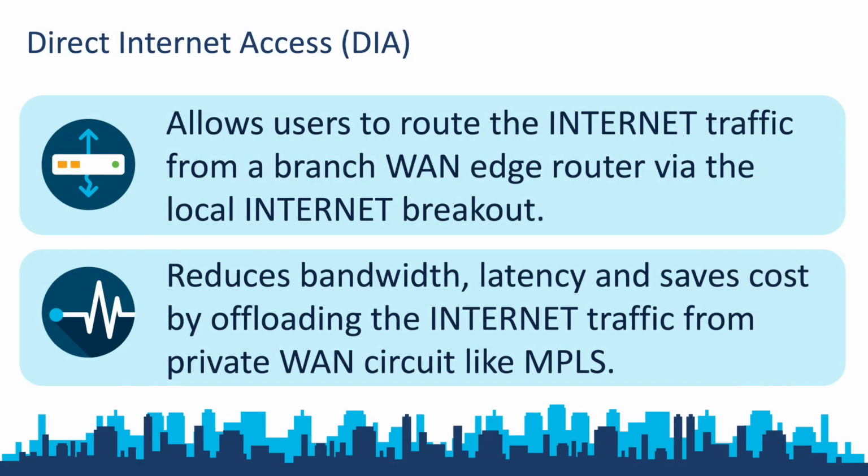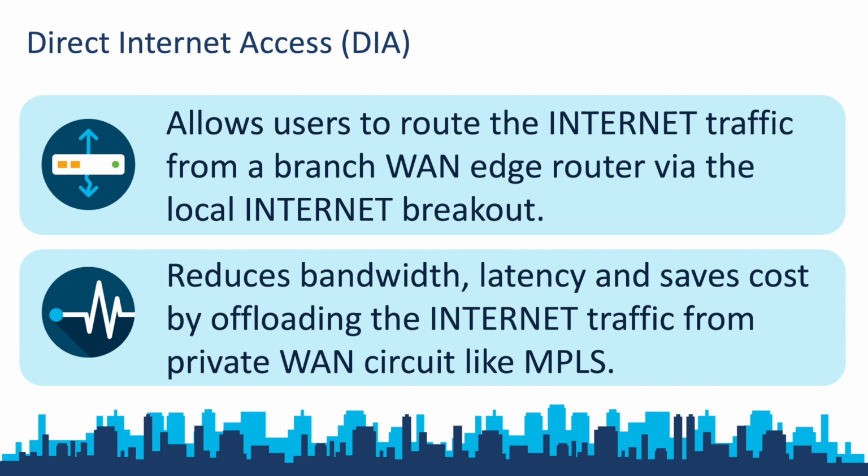DIA is a component of Cisco SD-WAN architecture which allows a user located on a branch to route the internet-bound traffic or public cloud traffic directly to the internet, instead of backhauling the traffic through a data center or a co-location facility. This helps in reducing bandwidth consumption, latency, and saves cost on WAN links by offloading the internet traffic from the private WAN circuit like MPLS.